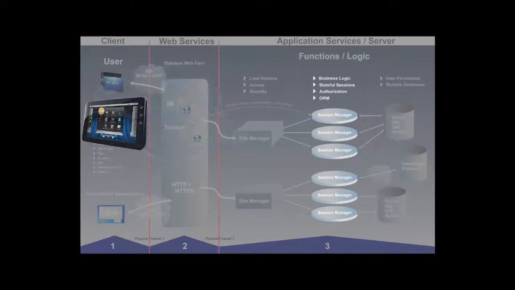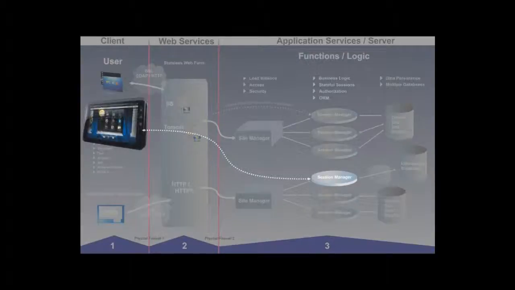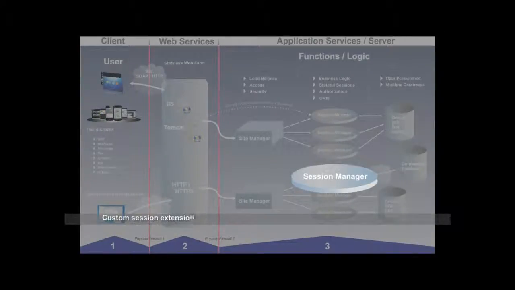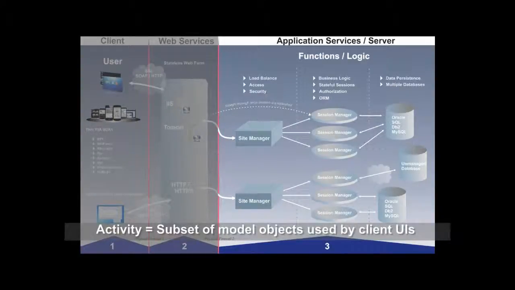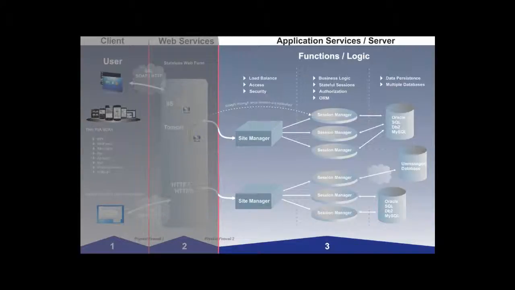Once logged in, a user always communicates with the same session in an application server's memory. This enables a user to bypass the site manager once authenticated, streamlining process overhead. Inside a session are custom session extensions, such as language, group permissions, device type, and zero or more user activities. In expanzPLATFORM, activities are subsets of model objects used by one or more screens in a client user interface. As mentioned previously, all business logic for a deployed expanzPLATFORM application resides and executes on the server, and more specifically, in the application services tier.